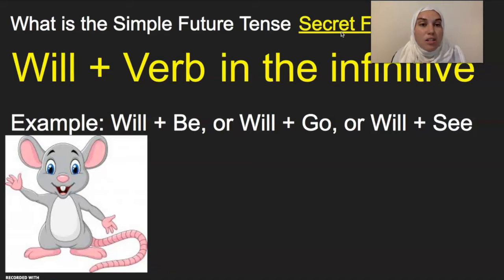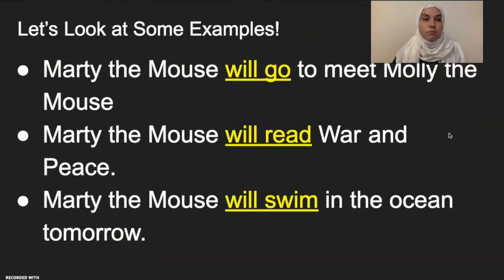How do we make our simple future tense? What is our simple future tense secret formula? We use will plus the verb in the infinitive. That's it. You don't have to conjugate your verb. You don't have to do anything fancy. You don't have to add any D or ED. All you do is take your will and add your verb in the infinitive. We have some examples right here. Will plus be, will plus go, and will plus see are all verbs in the simple future tense.